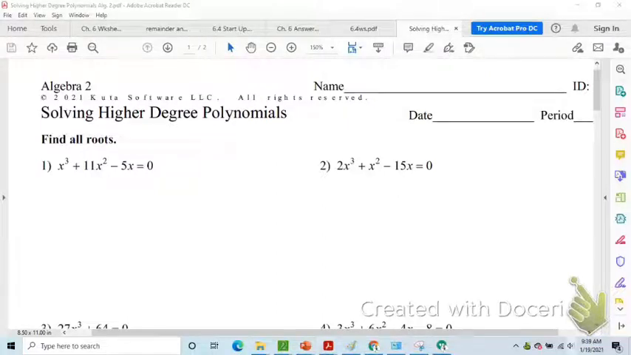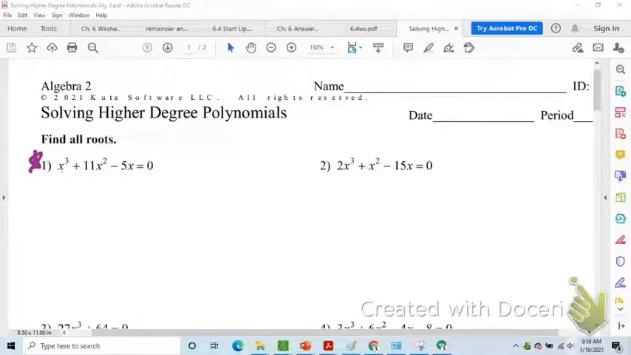All right, ladies and gentlemen, we are starting to solve higher degree polynomials. This is a continuation of section 6.4, and we're just going to get into it today, okay? So here we go. We're going to start on number 1.